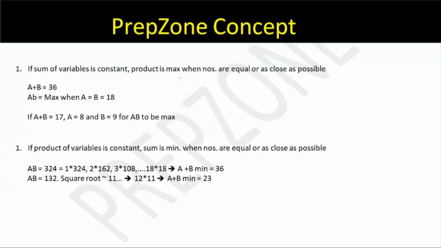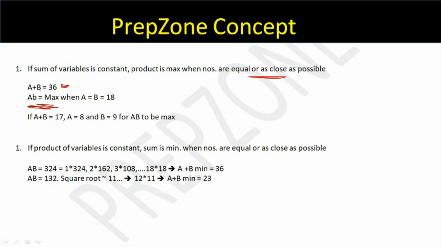Just some concepts, and I want you to know this and have it on fingertips, but again इसको रटना नहीं है blindly, इसको थोड़ा समझना है कि if sum of the variable is constant, product of two variables will be maximum when the numbers are equal or as close as possible. इसका क्या मतलब हुआ? Say a plus b is 36 और आपको a into b को maximum करना है. So what we are saying is a into b maximum, product maximum तब होगा जब numbers या तो equal होंगे या numbers बहुत पास में होंगे.